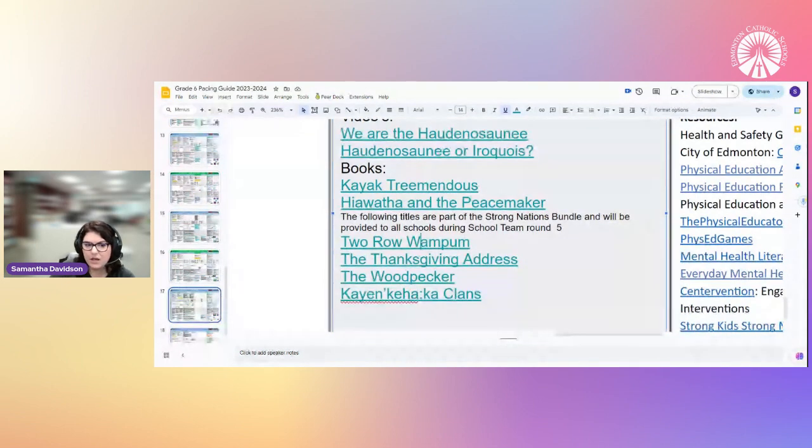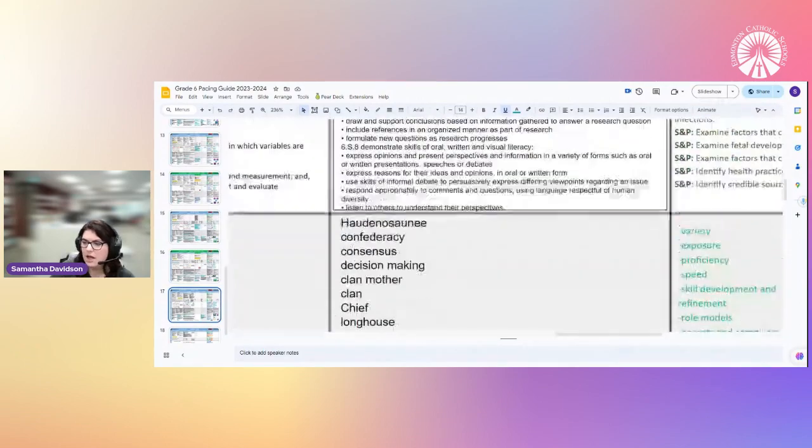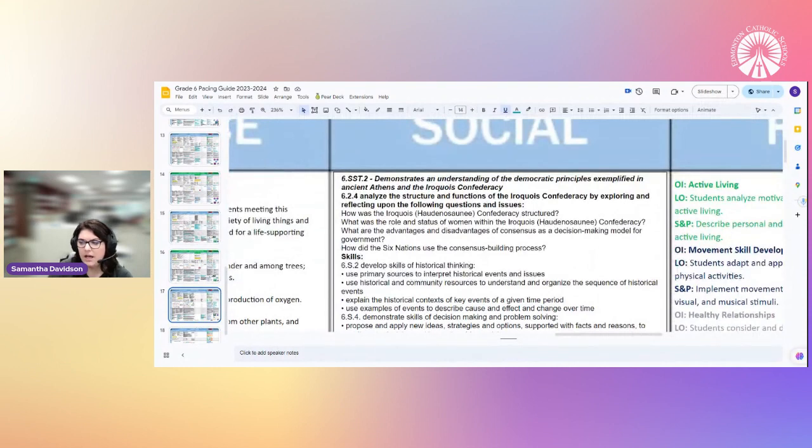So again, when working with the Haudenosaunee, really important that that's the term that we use. If we are having our students build and create longhouses, looking at truly the learning and understanding of how the longhouse is a reflection of the democratic society and how it showcases equity and equality amongst the nations as well as the idea of common good.